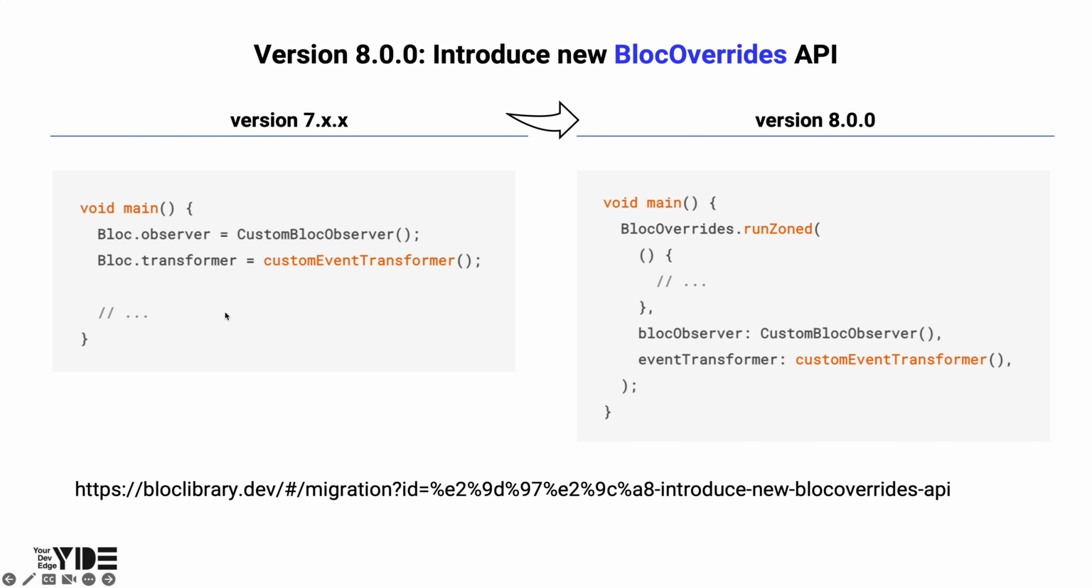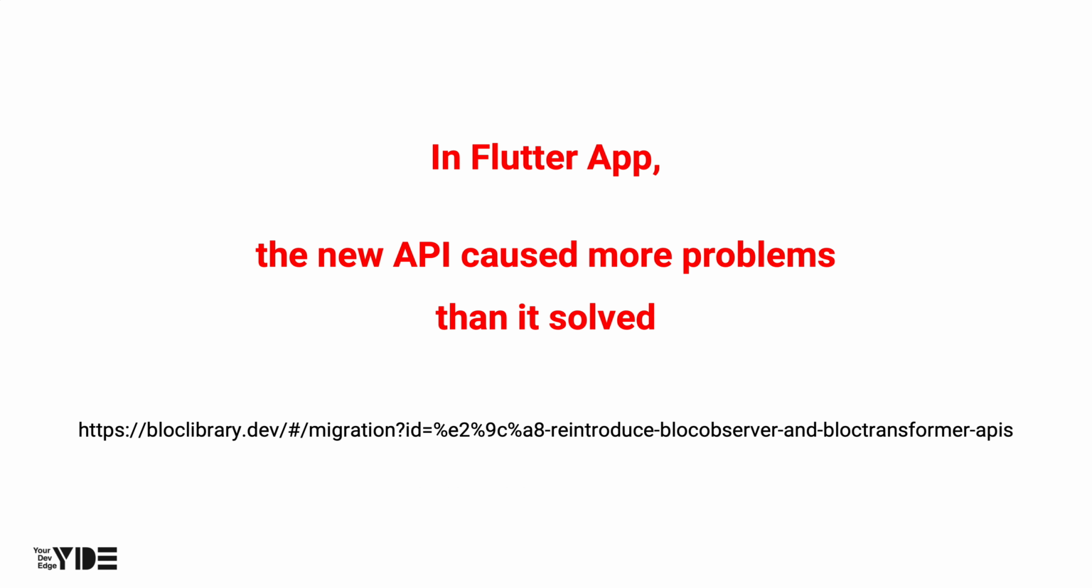The Bloc Overrides API was introduced in version 8.0 in an attempt to support the scoping of Bloc-specific configurations such as Bloc Observer and Event Transformer. In pure Dart applications, the changes worked well. However, in Flutter applications, the new API caused more problems than it solved.